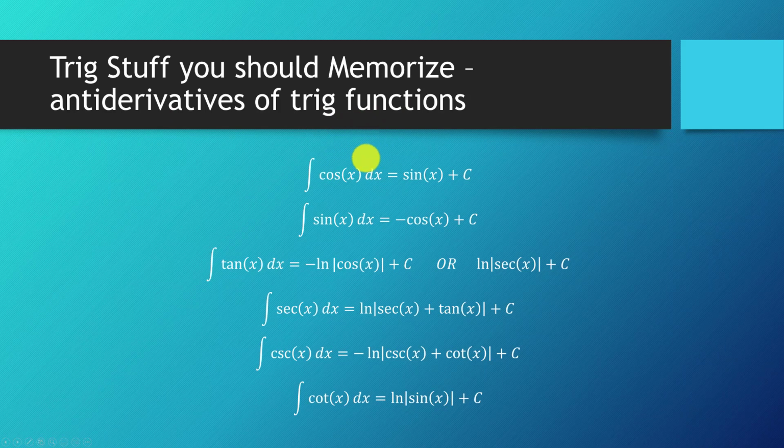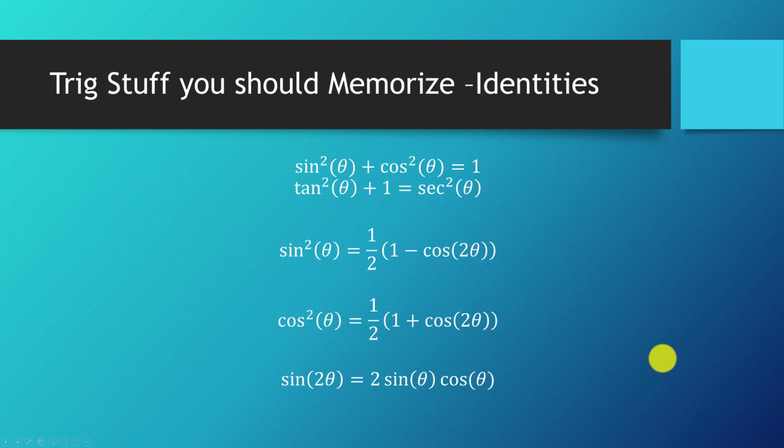Likewise, with these antiderivatives of regular trig functions of sine, cosine, tangent, secant, cosecant, cotangent, you can pause the video, so I'm just going to leave this up for like 2 seconds and then move on. And then the identities, the Pythagorean identities. I dropped the cosecant, cotangent one because it doesn't really show up enough. And then we know these half angle ones, and then the double angle one for sine.